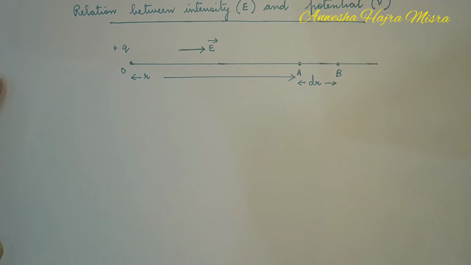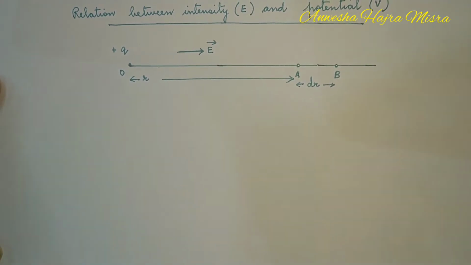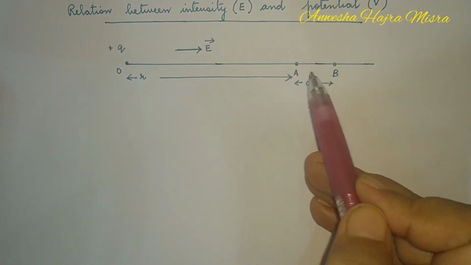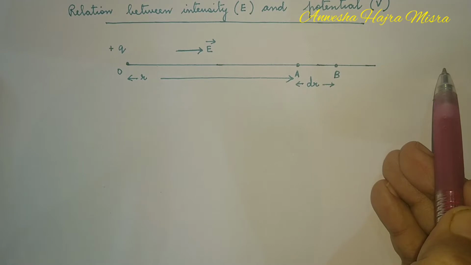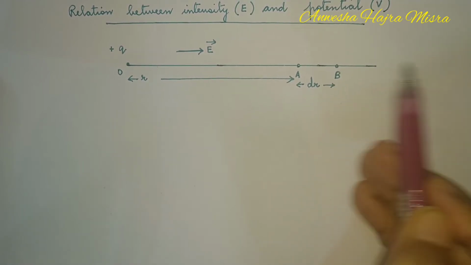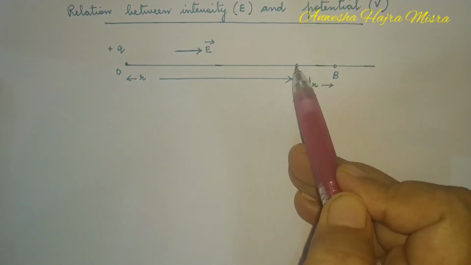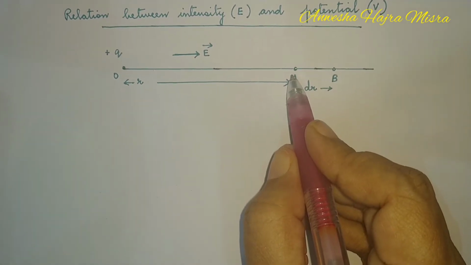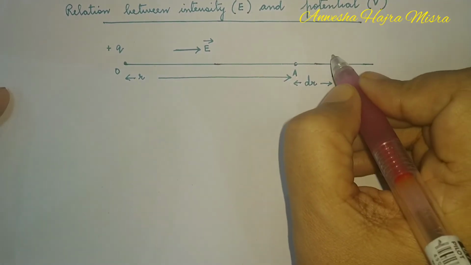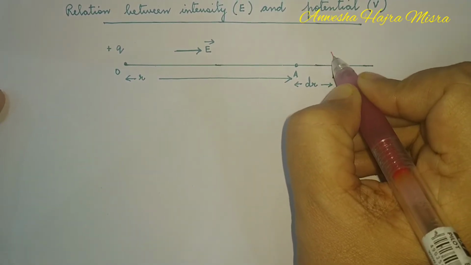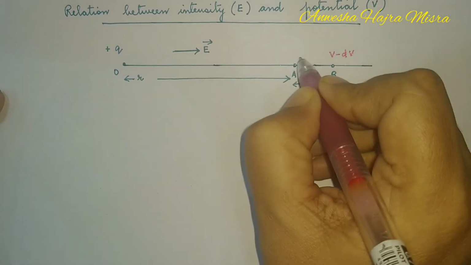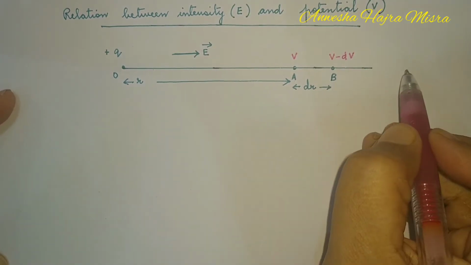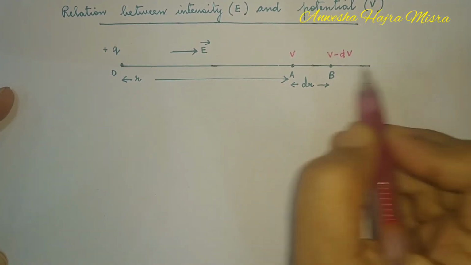Now potential at any point is the work done in bringing plus 1 coulomb charge from infinity to this point. Now when you bring a charge from infinity to B and from infinity to A, as A is a greater distance inside, this potential will be more. So if this potential is V minus dV, then this potential is V, because greater work has to be done in bringing 1 coulomb charge from infinity to A.